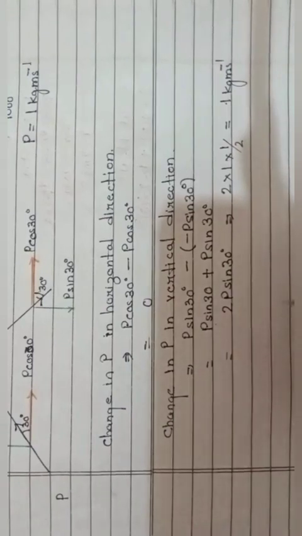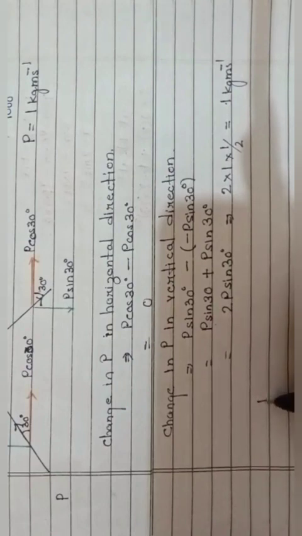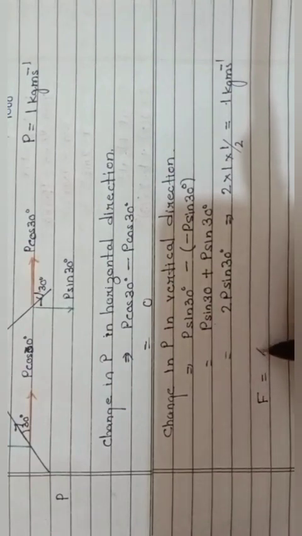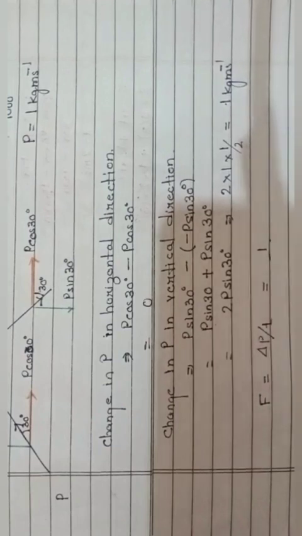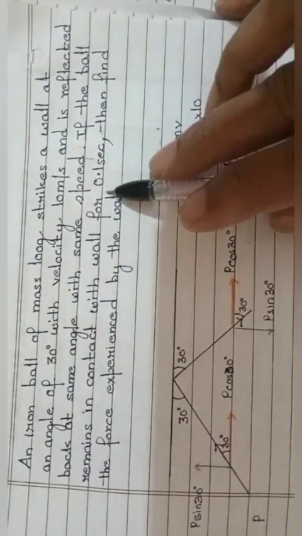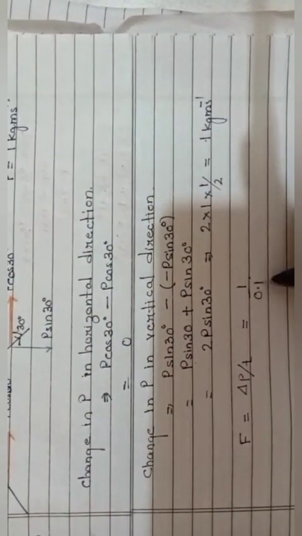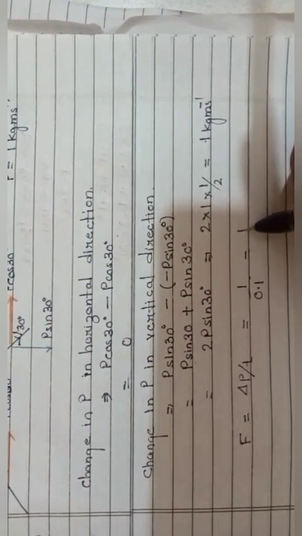Now the question says you have to calculate the force. So you can write force is equal to change in momentum upon time. So change in momentum we have got 1, and as you can see in the question, time given was 0.1 second. So it is 1 upon 0.1. So when you simplify it, you are getting it as 10 Newton.